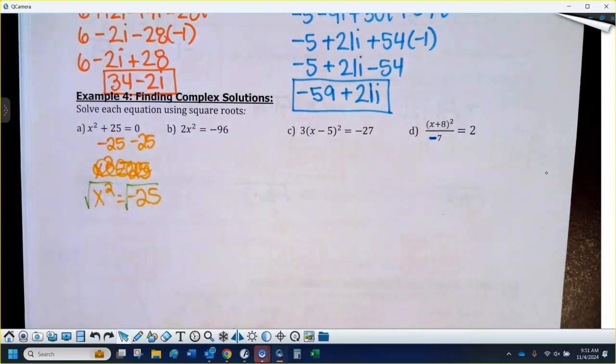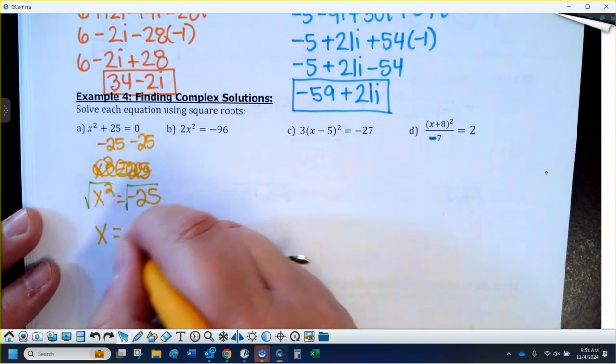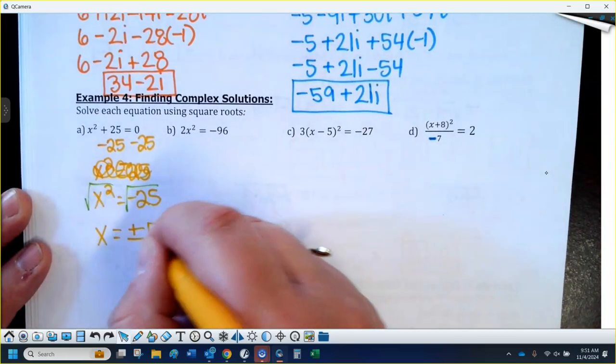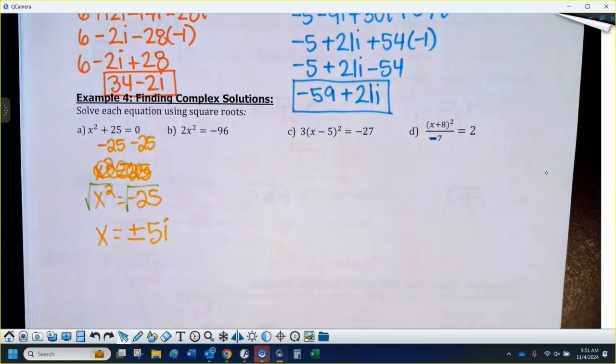Here's the part where this becomes important. I am introducing the square root into the problem, right? The square root was not in the original problem. You didn't see a radical anywhere. Now, to solve this, I have to introduce the square root, so that means I have to put that plus and minus symbol, because this question actually has two answers. It is 5i or negative 5i. Both of those would be solutions.